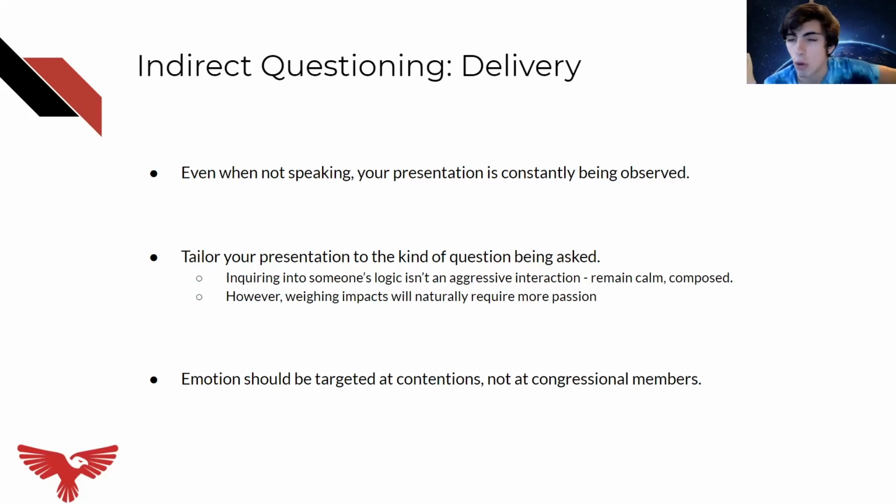With this in mind, recognize that emotions should be about contentions. You should not be angry at your fellow members of Congress. Emphasize words in your question that demonstrate the emotion that is going into the people you're discussing. Do not get aggressive or overly sad with other debaters, because that is not what the effective emotional appeal is.